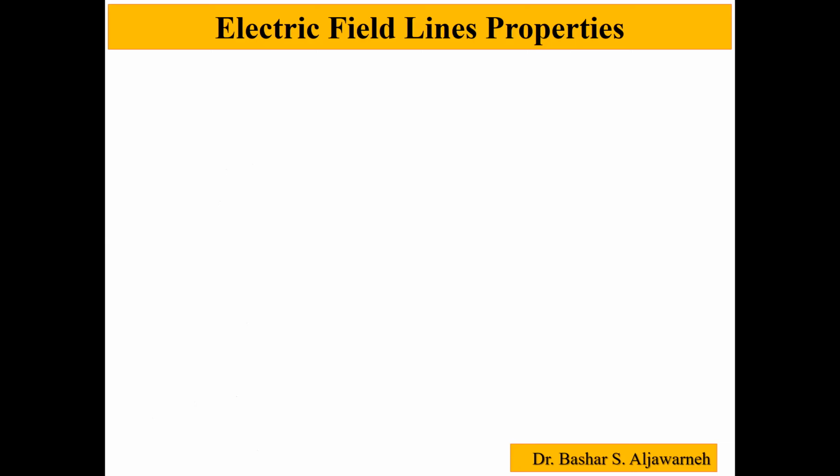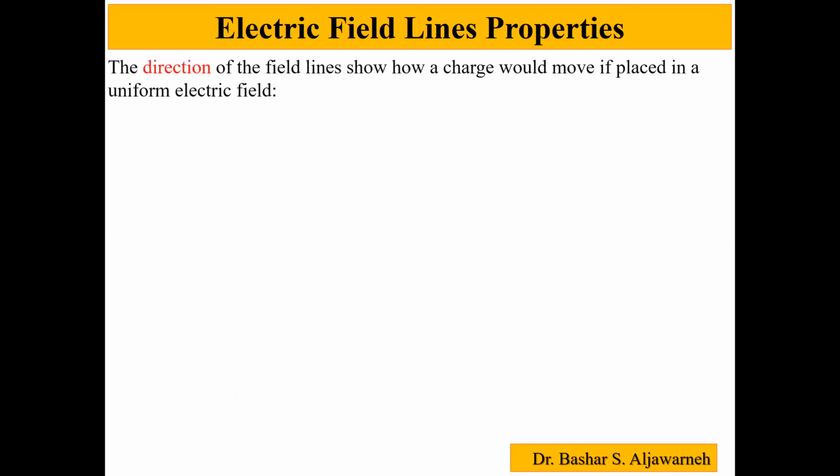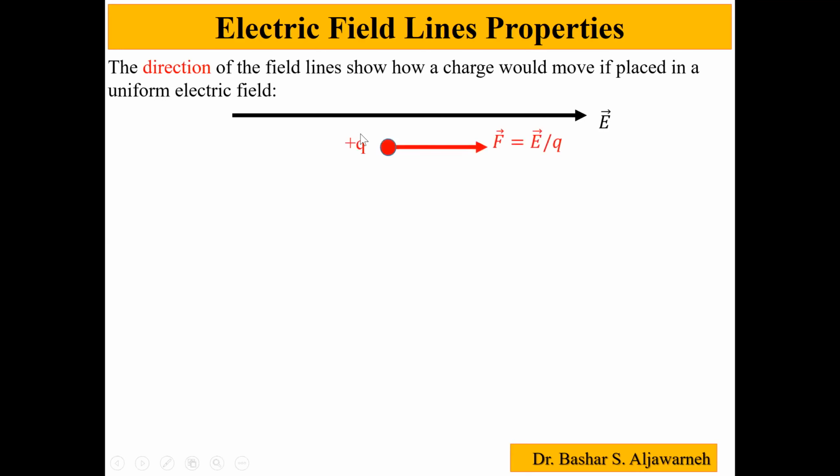outward. Now, let's take a uniform electric field with its direction all the way to the right, or to the positive x-axis, and we are going to place a positive charge or a negative charge. For the positive charge, the electric force direction will be the same direction as the electric field, and for the negative electric charge it will be the opposite direction to the electric field.